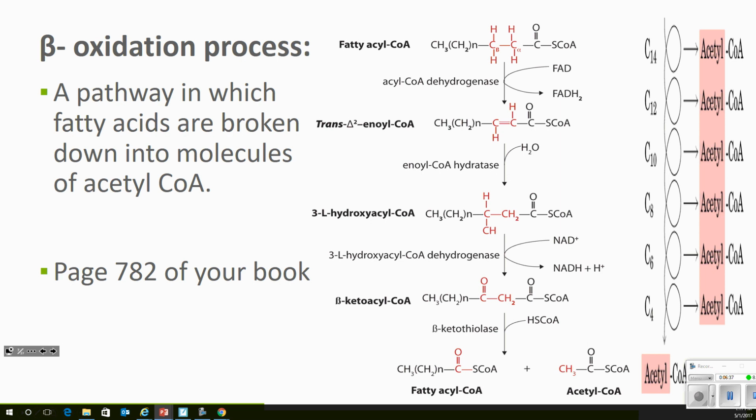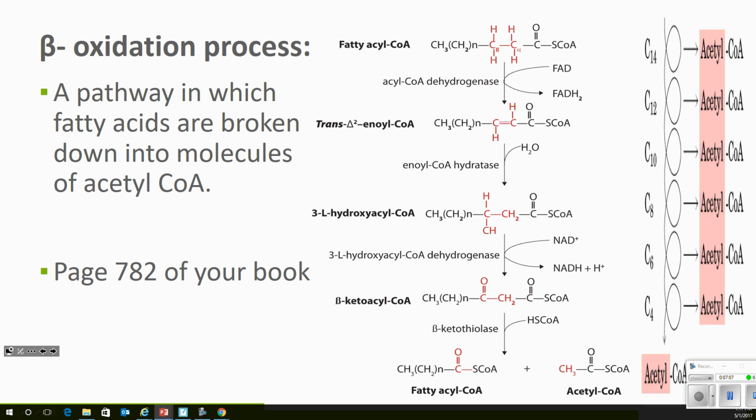This is also one that you need to make sure that you understand and know how to do. This is a pathway in which the fatty acids are broken down into molecules of acetyl-CoA. This page in your book, page 782, is going to be very, very important for you. So I did not put it in your notes, but it's something that you need to go back over. Okay, so 782 in your book. And this one basically, every time that it goes through this cycle, it loses 2 carbons.